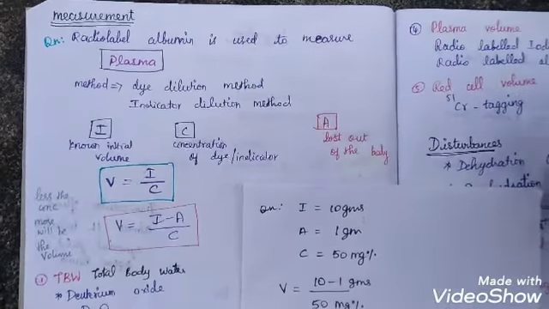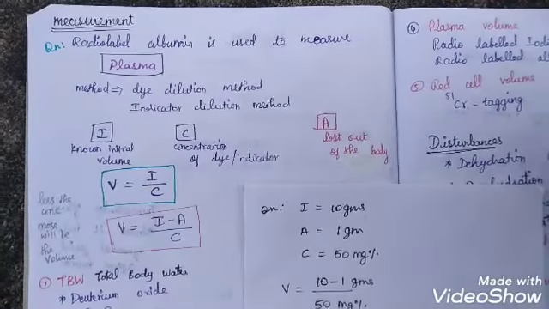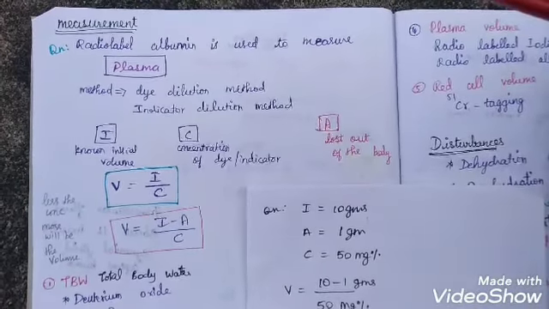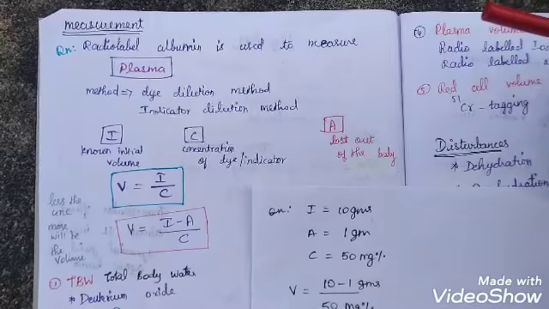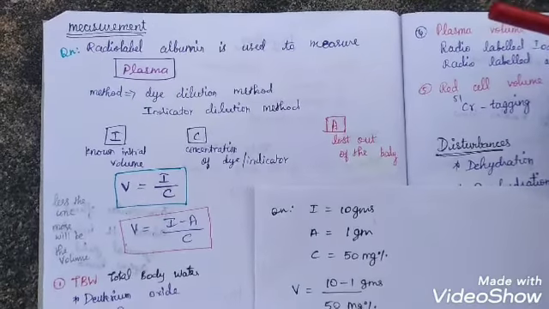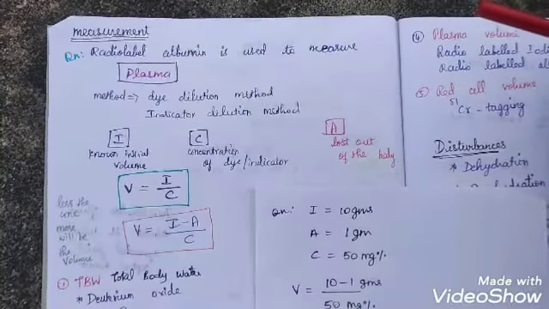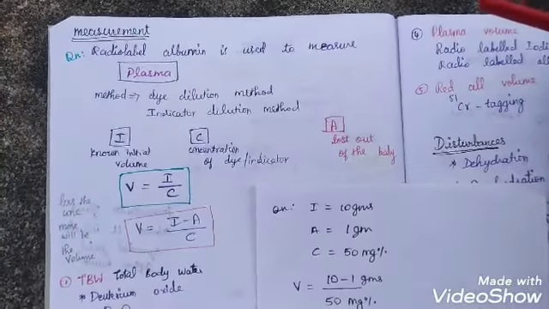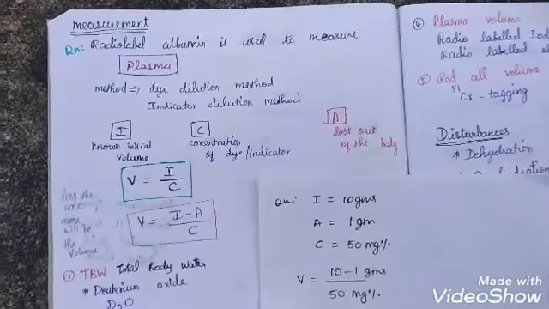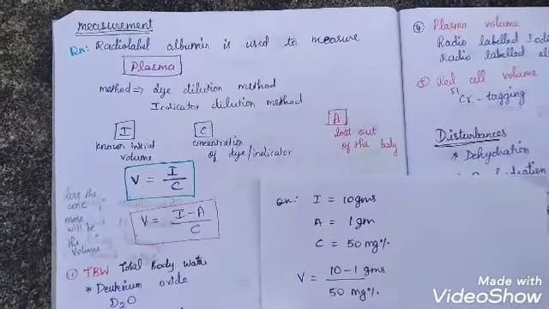Let's discuss the measurement of body fluid compartments. There was a question asked: radiolabeled albumin was used to measure, the options are total body water, ICF, ECF, or plasma. So the answer is plasma. We will see in some time. So what is the method used to measure?